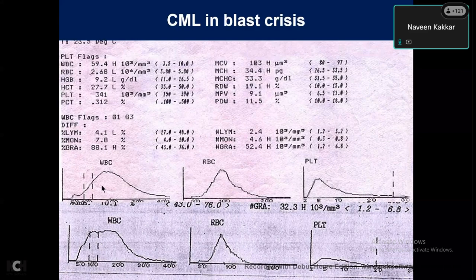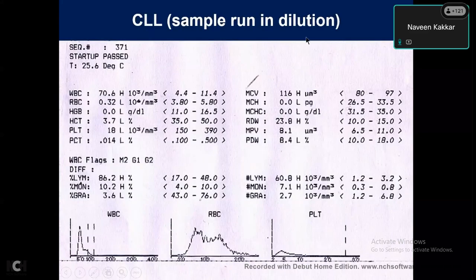The last case is CLL. So this was a sample run in dilution because of extremely high TLC. So don't worry about RBC and other counts or MCHC. That's because of the dilution. Look at your WBC count, 70.6. So if it was diluted 5 times, it is actually 3 lakh plus. Look at the WBC differential here, lymphocyte dominant. Look at your pattern. So the lymphocyte zone rises here, falls within. Because they are more mature looking lymphocytes, that's a classical CLL.